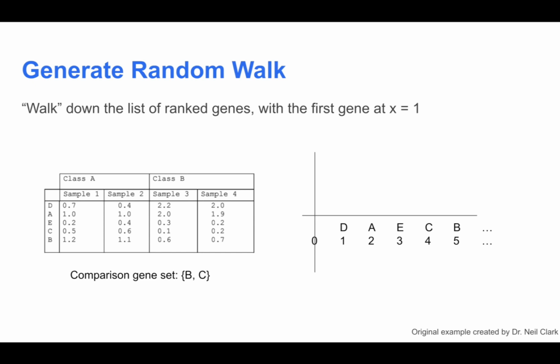So how you actually generate the random walk plot in practice, we can show that using the example that I set up a few slides ago. So first we can quote unquote walk down the list of ranked genes with the first gene placed at x equals 1.